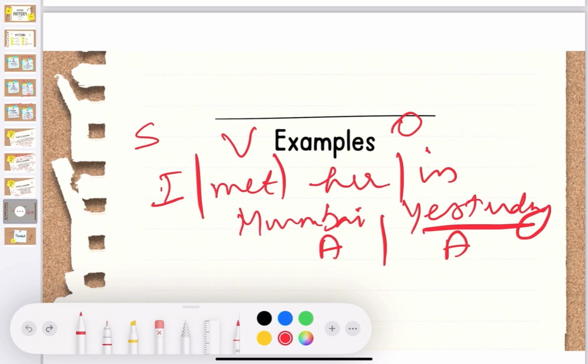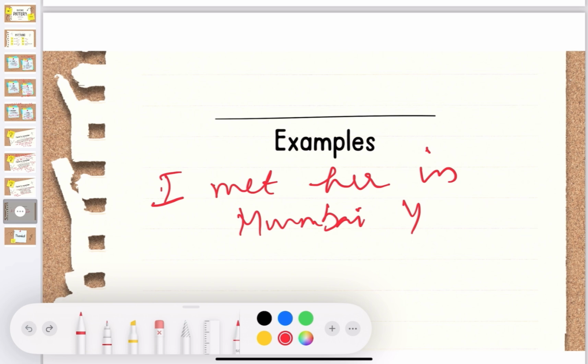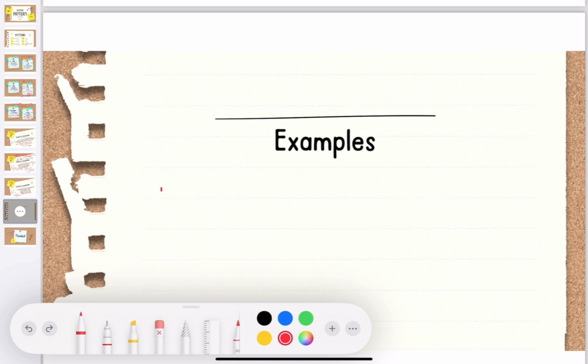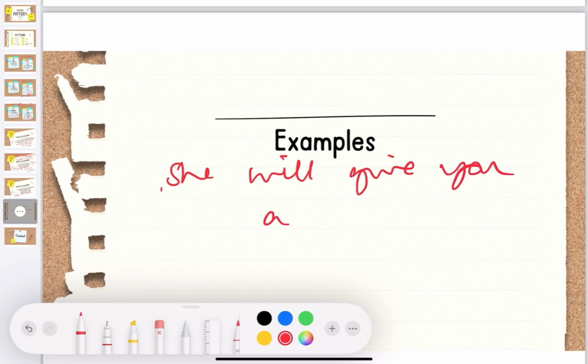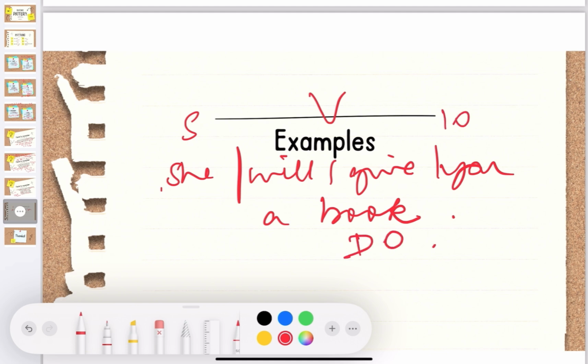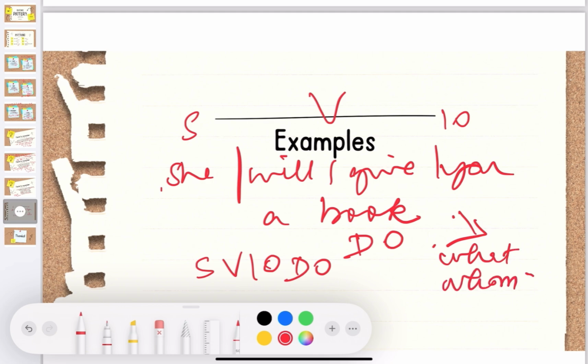All right. I'll give you one more example. I don't want to wind up the session. Just one more example, and then you're good to go. She will give you a book. Okay. So this is IODO. Just so you don't get confused with the previous pattern, I wanted to make sure that you know give what, whom answers the questions, right?